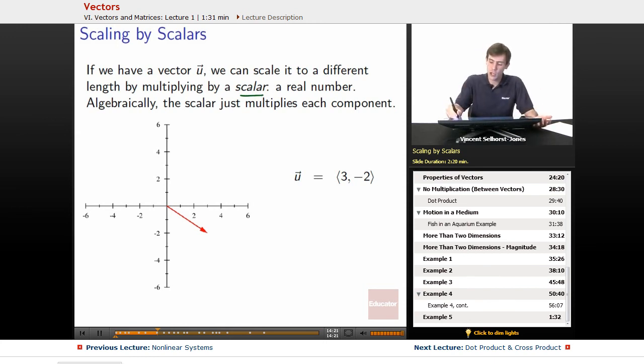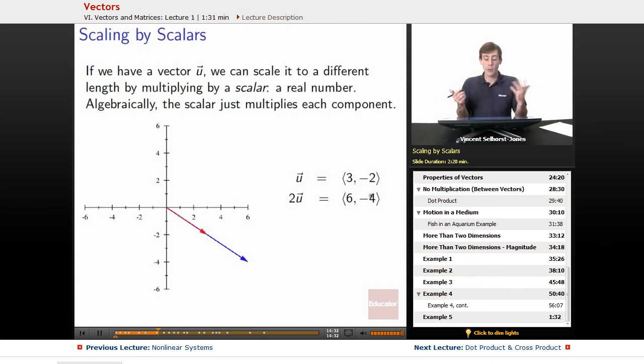So let's say we start off with this red vector on our picture, which is u equals 3 comma negative 2. So we can scale this by multiplying it by some number. Like, for example, we could multiply u by 2. So we've got 2u, and now that's the blue vector that we see there. Now notice that the blue vector is double the length of the red vector because it's 2 times u. So it just takes that length and scales it by a factor of 2. It doubles that original length.